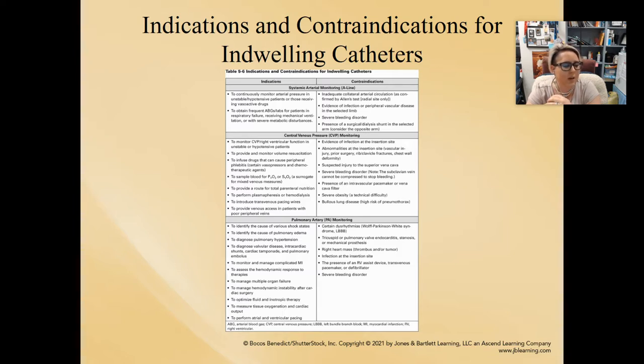to monitor and manage complicated MIs, assess hemodynamic response to therapies, manage multiple organ failure, manage hemodynamic instability after cardiac surgery, to optimize fluid and inotropic therapy, to measure tissue oxygenation and cardiac output, perform atrial and ventricular pacing. Contraindications are certain dysrhythmias. Oh, that scared me. Tricuspid or pulmonary valve endocarditis, stenosis or mechanical prosthesis, right heart mass, infection at the insertion site, the presence of a right ventricular assist device, severe bleeding disorder.